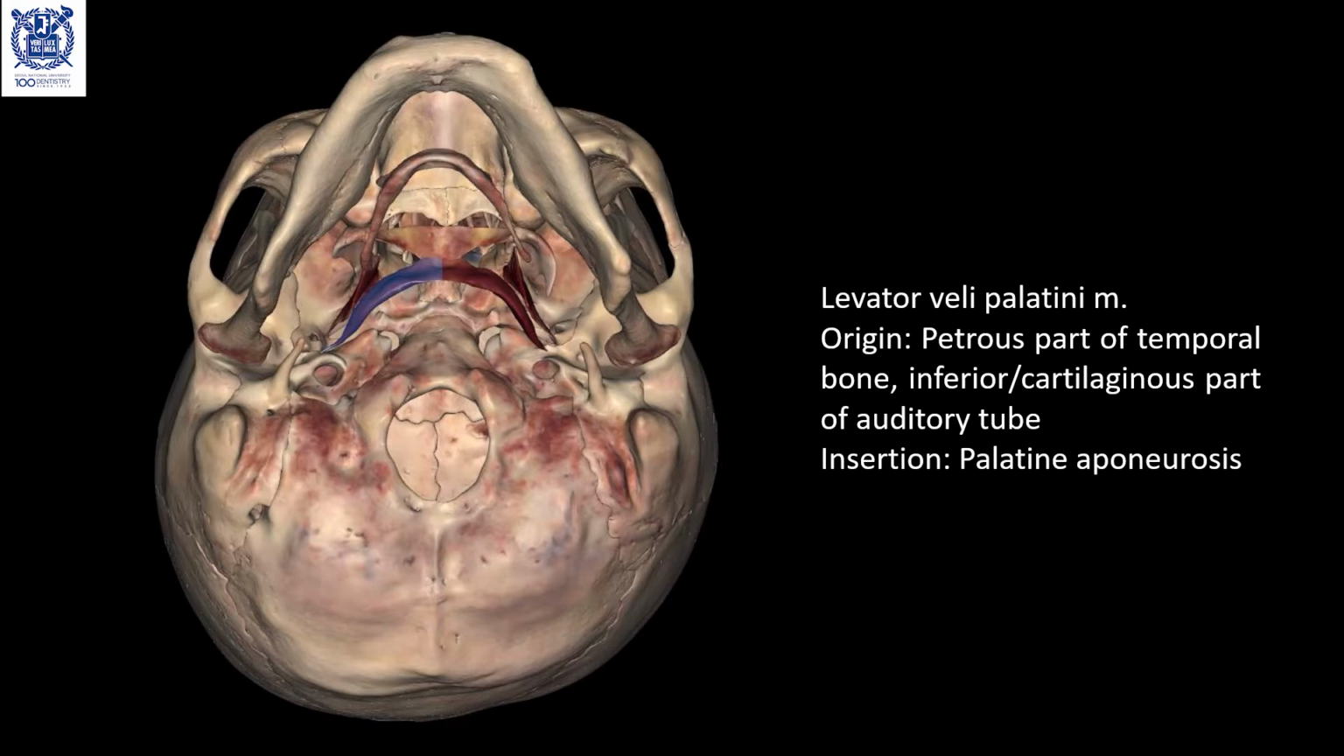The Levator Palatini is a thick and rounded muscle situated lateral to the choana, that is the posterior nasal aperture. It arises from the undersurface, or inferior surface, of the apex of the petrous part of the temporal bone and from the medial lamina of the cartilage of the auditory tube.